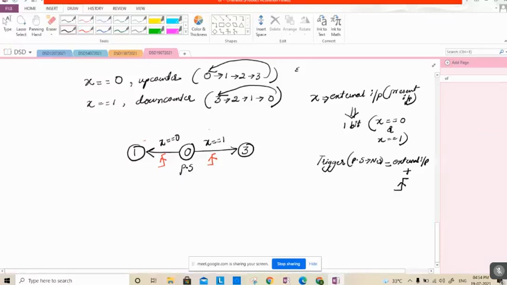Isn't it? Is it clear? External input plus clock, both the things are important here. Both the things are to be considered.